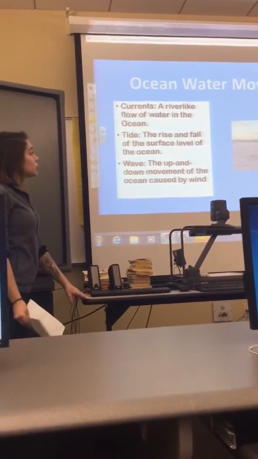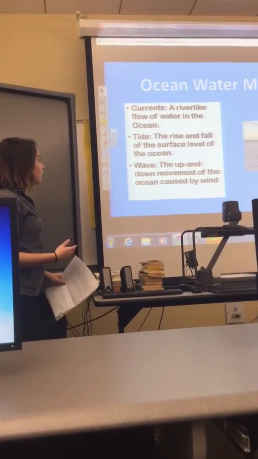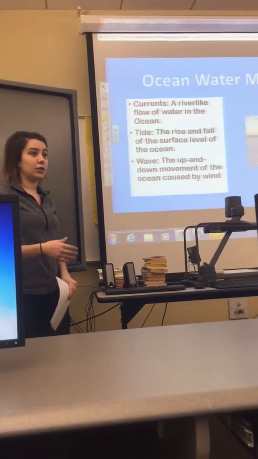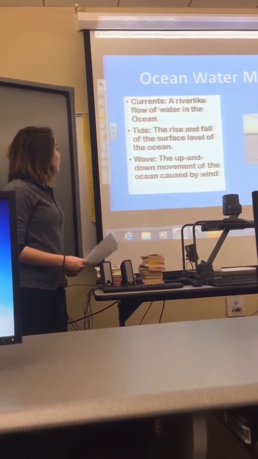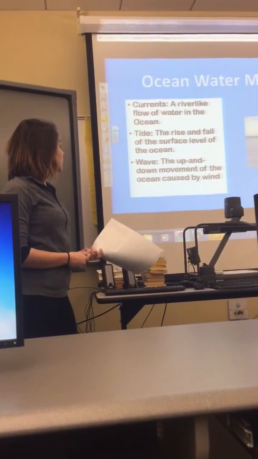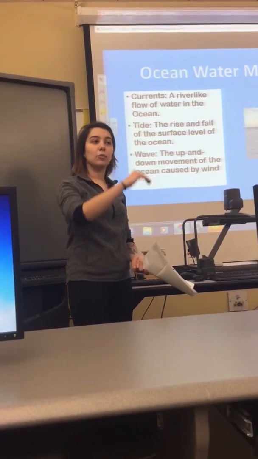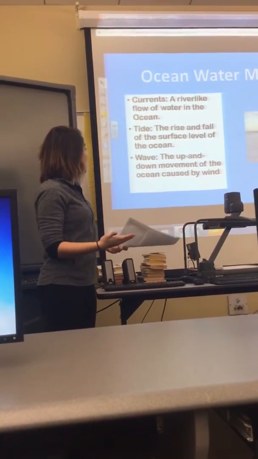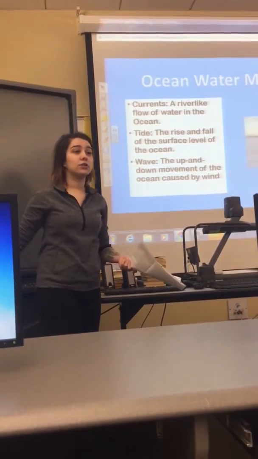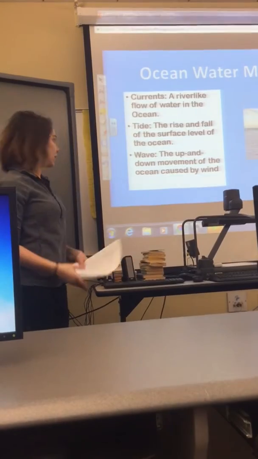So now some ocean water movements. We have currents, which are a river-like flow of water in the ocean. So when you're standing on the shore and the water is coming up, those are currents. We have the tide, which is the rise and fall of the surface level of the ocean. So this is where the water's starting to come up a little bit, but it's not a wave, because a wave is the up and down movement of the ocean caused by wind. So this is where the big waves come in that surfers use and things like that.